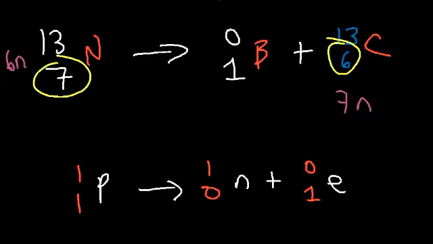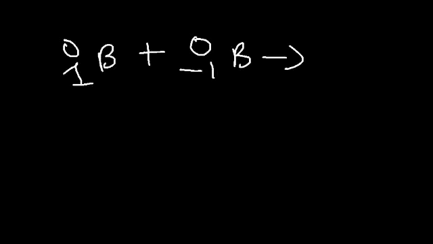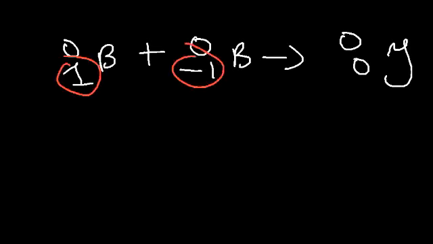By the way, what happens when a positron meets with an electron? When these two get together, they cancel out and form a gamma particle. As you can see, 1 plus -1 is 0. So they basically annihilate each other, emitting gamma radiation.